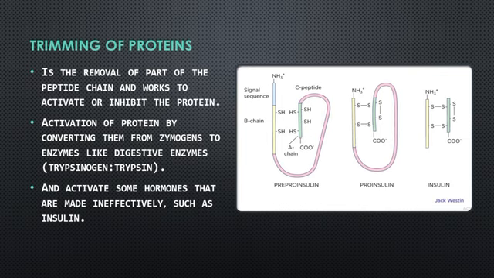Trimming of proteins is the removal of part of the peptide chain and works to activate or inhibit the protein. Activation of a protein by converting it from zymogen to enzyme, like digestive enzymes, trypsinogen to trypsin, and activating some hormones that are made inactive, such as insulin. As shown in the figure, preproinsulin, proinsulin, and insulin.